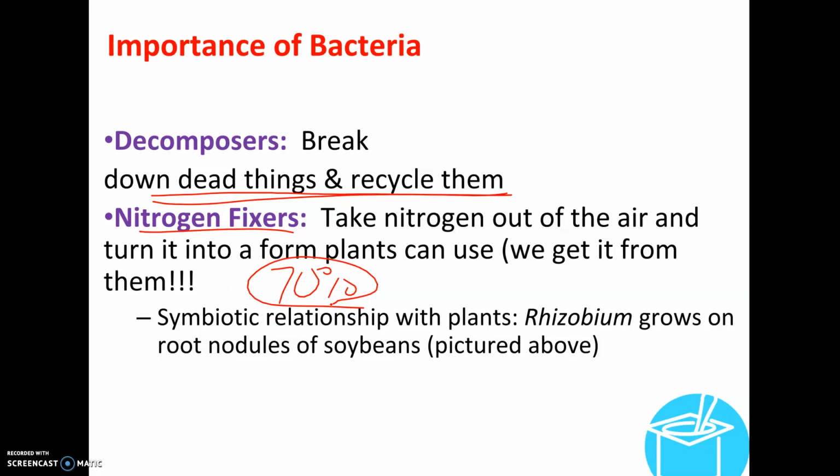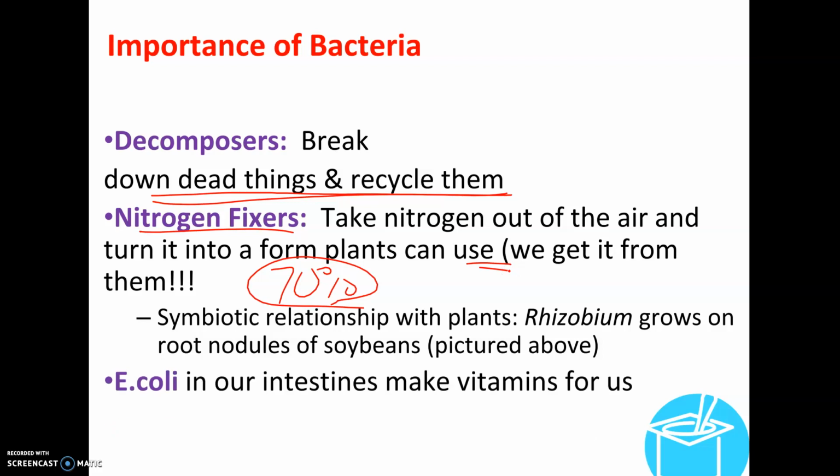So how do we get our nitrogen to make DNA, to make proteins, all these important things we need nitrogen for? We actually get it from eating plants, and the plants get it from these bacteria who take it out of the atmosphere and turn it into a form plants can use. Specifically, like in soybeans, there's a particular bacterium that lives in their roots and makes a particular type of nitrogen-rich substance that the soybeans can absorb, and then we can get nitrogen from that.